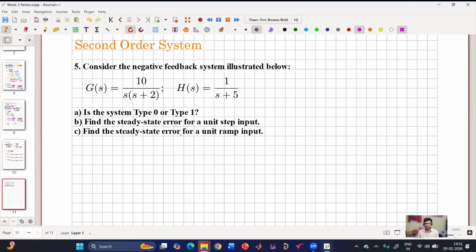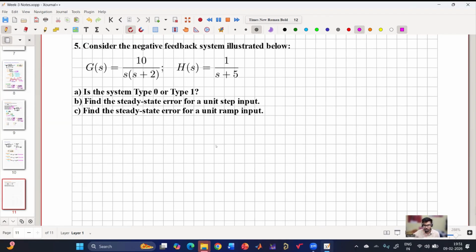So again, there are different types of systems. One is type 0, another is type 1. So what is type 0 and what is type 1? If the forward path G of s has one pole at the origin, it is type 1. If it has 0 poles at the origin, it is type 0. If it has more than one pole, then it is more than type 1. So the number of poles at the origin is its type. If it has 2 poles at the origin, it is type 2. If it has 4 poles at the origin, it is called type 4. So what is G of s here? Type 0 or type 1?